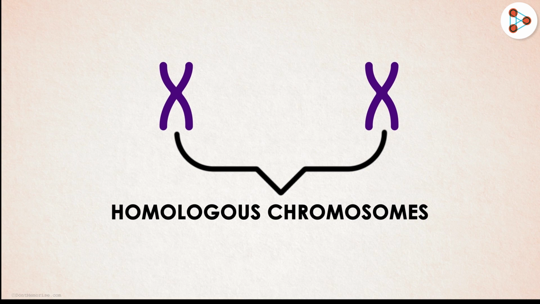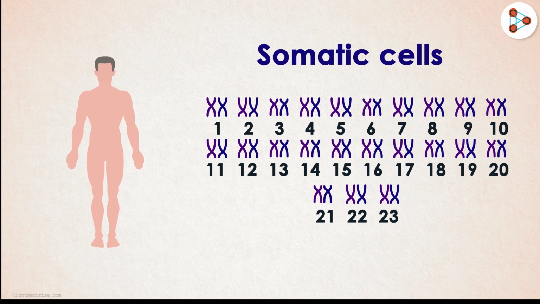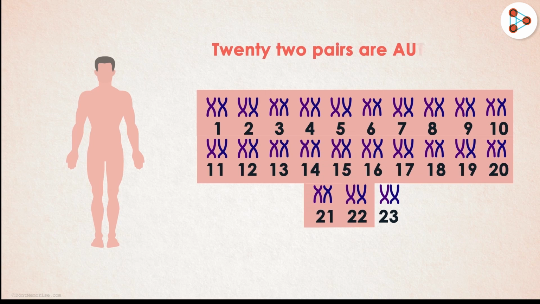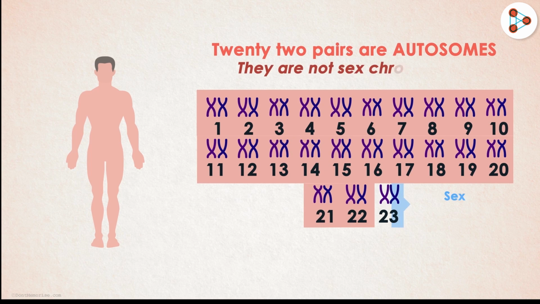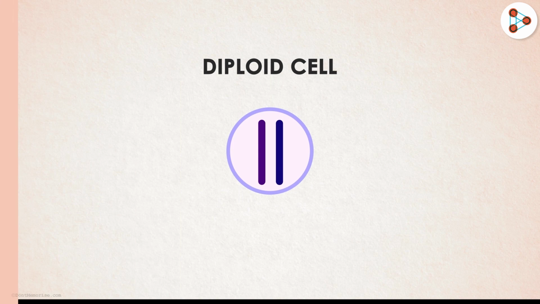Now that you know what homologous chromosomes are, let us see how many chromosomes humans have. In all human bodies or somatic cells, we have 23 pairs of chromosomes. In this, the 22 pairs are autosomes, which means they are not sex chromosomes. As they are pairs of homologous chromosomes, they are also known as diploid chromosomes. Diploid means to have two complete sets of chromosomes.